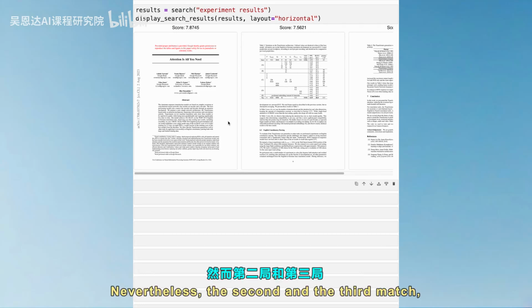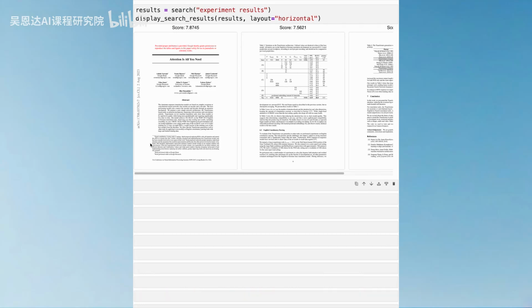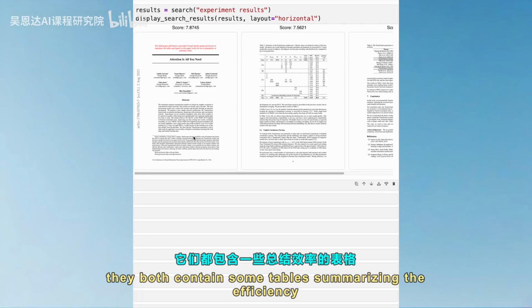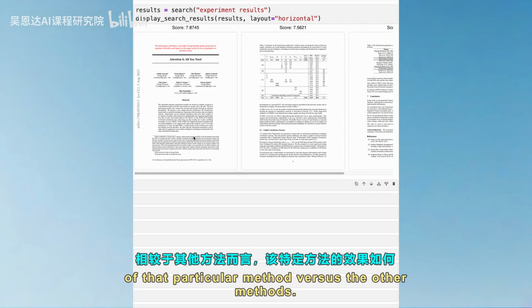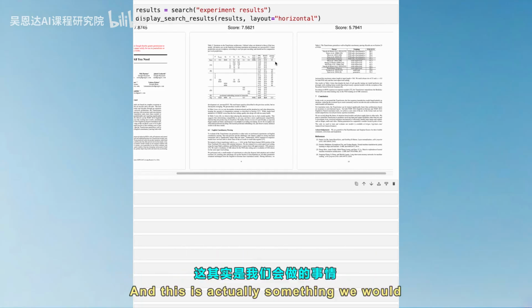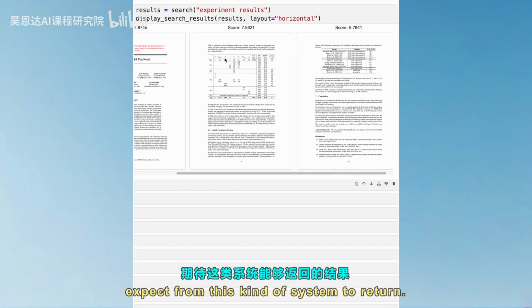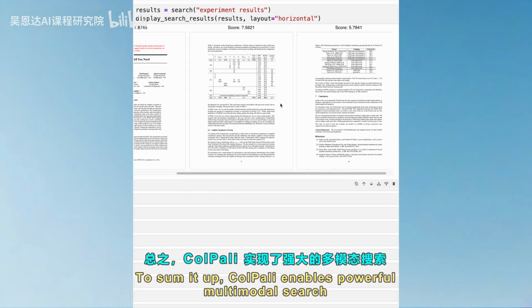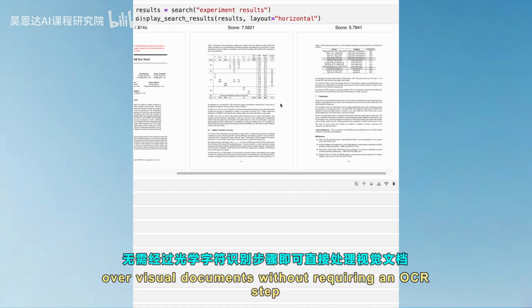Nevertheless, the experiment results could have been mentioned in the abstract or maybe in the footnotes of the article, so it's nothing that surprising. Nevertheless, the second and the third match both contain some tables summarizing the efficiency of that particular method versus the other methods. And this is actually something we would expect from this kind of system to return.